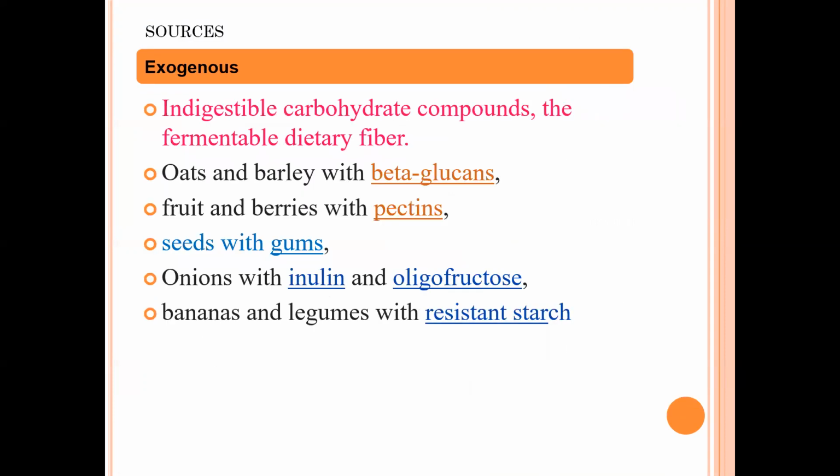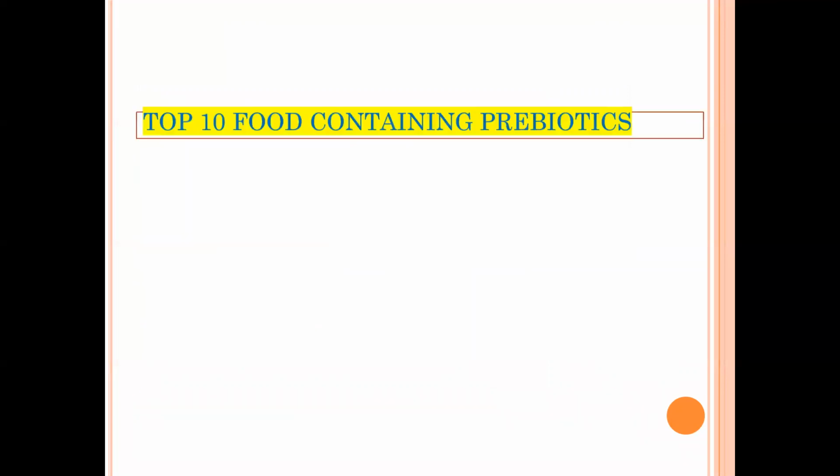Regarding the exogenous one, the indigestible carbohydrate compounds, the fermentable dietary fiber, is the exogenous source. It can be found in oats and barley with beta glucans, fruit and berries with pectins, seeds with gums, onions with inulin and oligofructose, bananas and legumes with resistant starch.